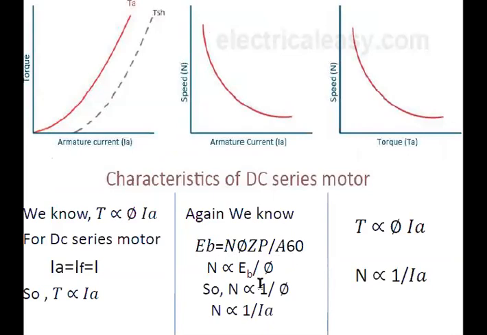Here N is the speed, phi is the flux produced, Z is the total number of conductors, P is the number of poles, and A is the number of parallel paths. So N is directly proportional to Eb by phi. That means the speed is inversely proportional to phi. And torque is directly proportional to phi into Ia. It means speed is inversely proportional to Ia.